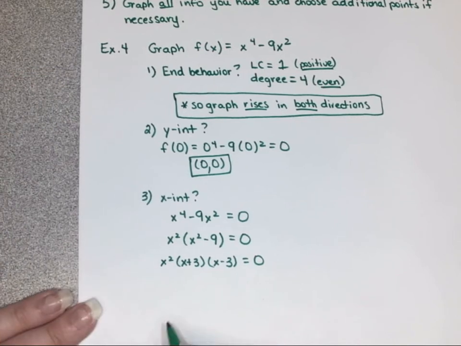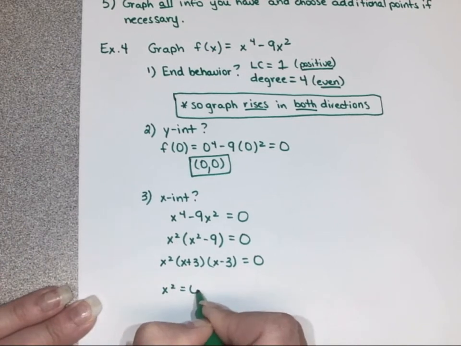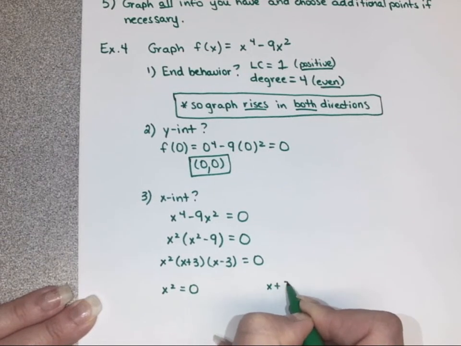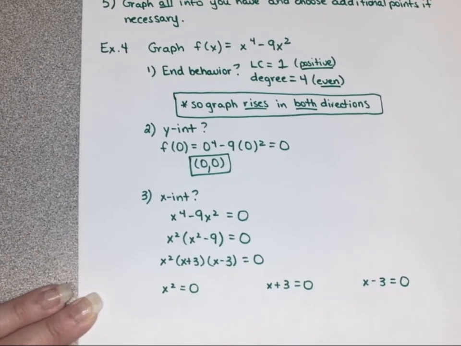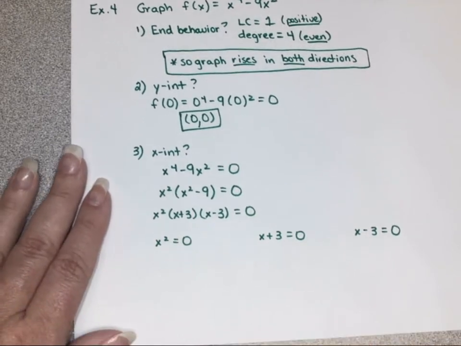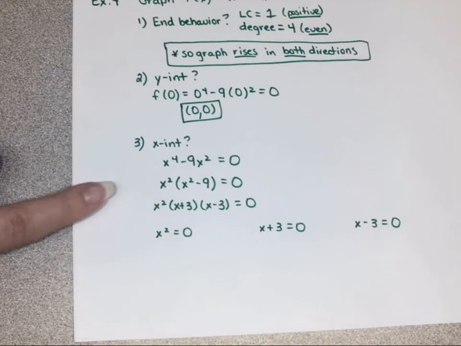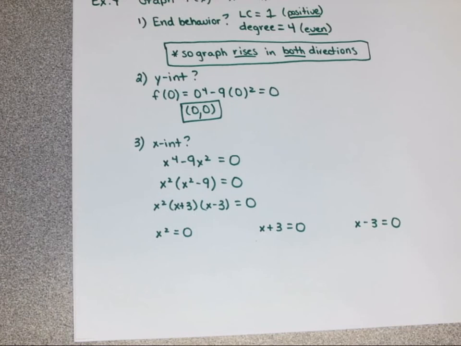So I've got 3 parts. I need to set x squared equal to 0. I need to set x plus 3 equal to 0. And I need to set x minus 3 equal to 0. Because I just take each of these 3 parts and set them equal to 0.